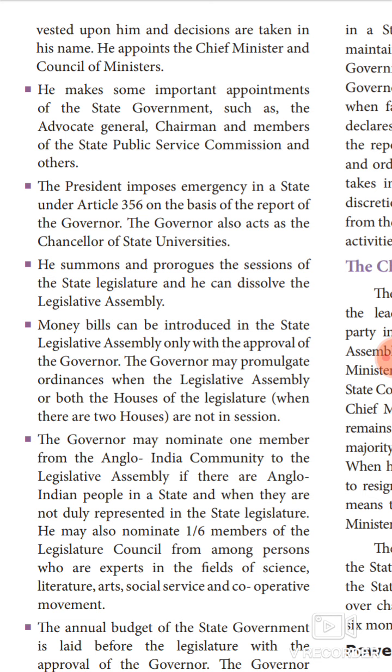Money bills can be introduced in the state legislative assembly only with the approval of the governor. The governor may promulgate ordinances when the legislative assembly, or both the houses of the legislature when there are two houses, are not in session.